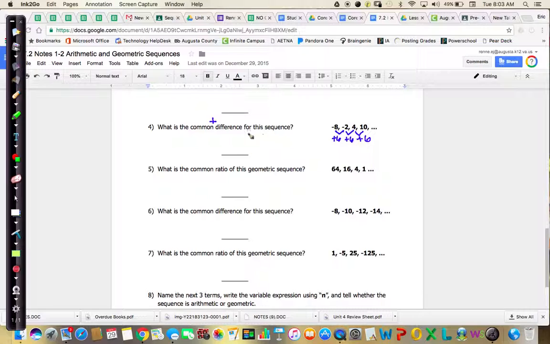So the number that I'm adding each time is 6. So the common difference is 6. Notice I didn't put plus 6 because the definition of common difference is the number that we are adding. So I just write the number.